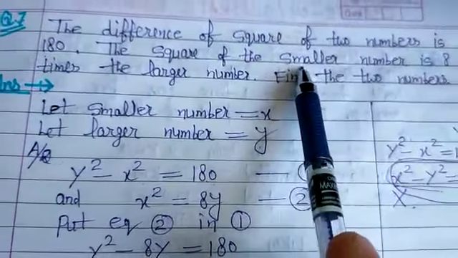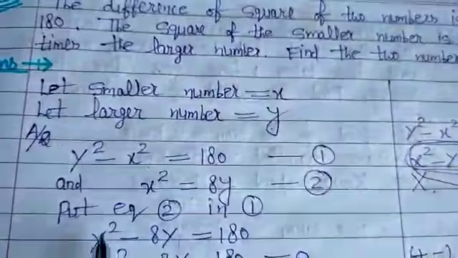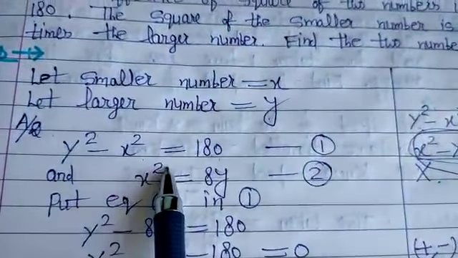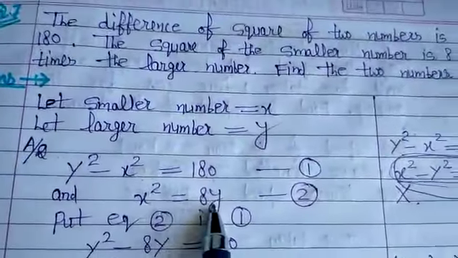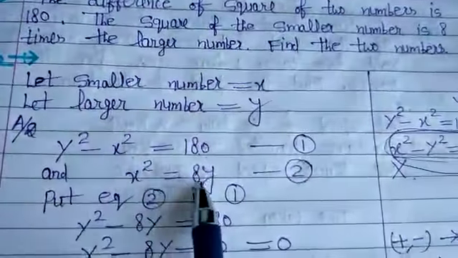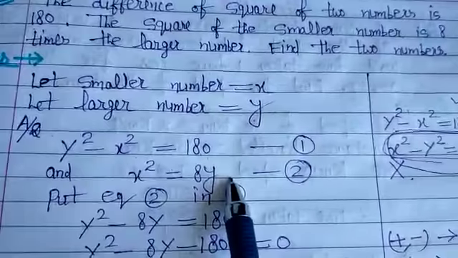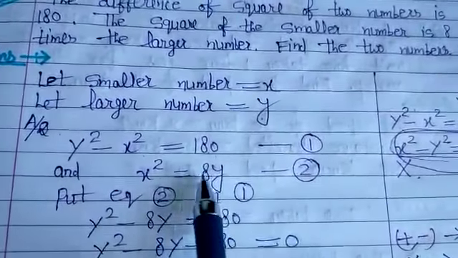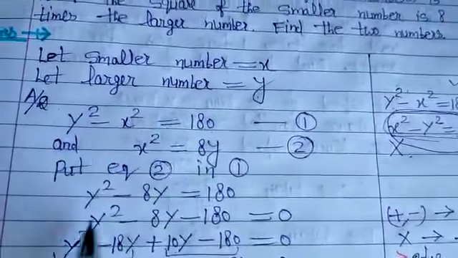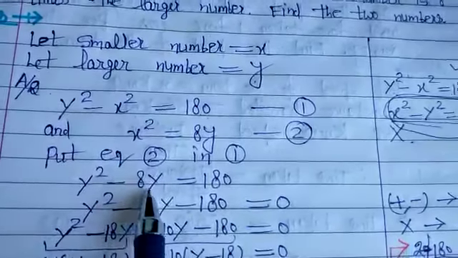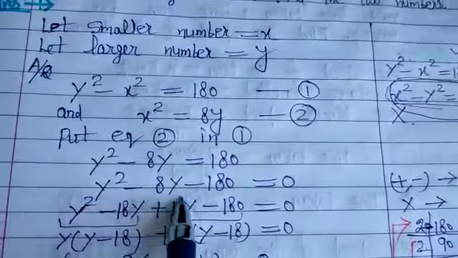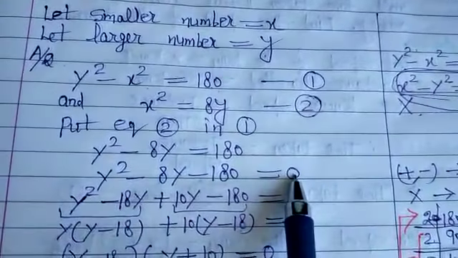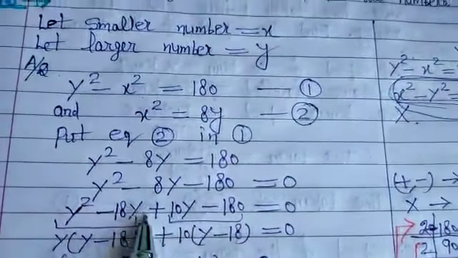And the second condition is given to you. The square of the smaller number, x square, is equal to 8 times the larger number. The larger number is y, so x square is equal to 8y. So what we'll do is substitute equation number 2 in equation number 1. In place of x square, we will substitute 8y, and I'm shifting this 180 to the left side. You see this is a quadratic equation, and again we will solve it by splitting the middle term.